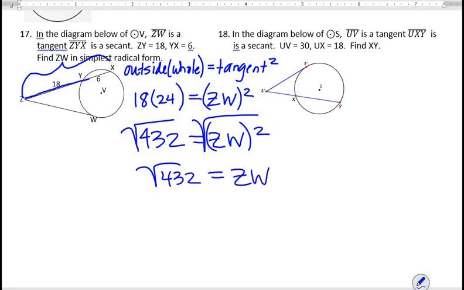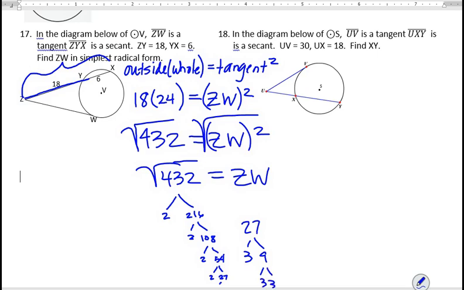Now it says to give this in simplest radical form. So we're going to start factoring this thing. So when we factor 432, I'm going to divide it by 2 first. That gives me 216. Then I'm going to divide that by 2. That gives me 108. Keep dividing it by 2 till I can't anymore. 54. And then 27. Well, I can't divide that anymore. So the 27 is going to be 3 and 9, and then 3 and 3.